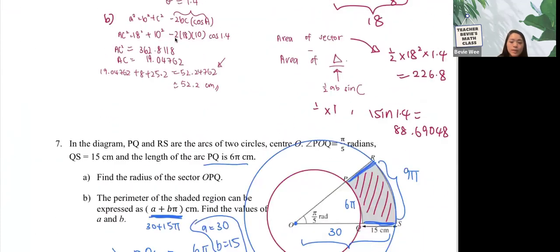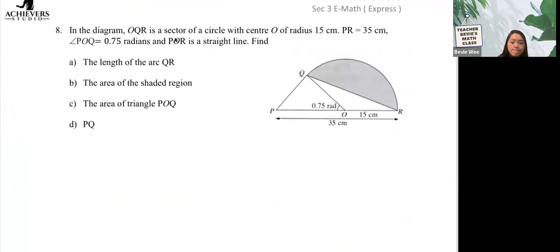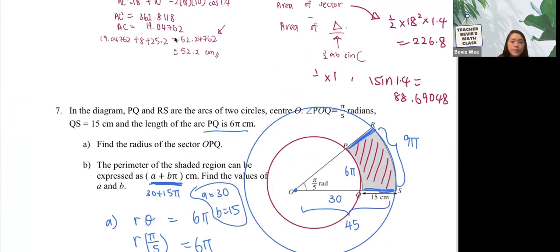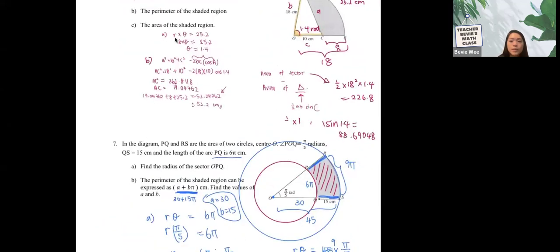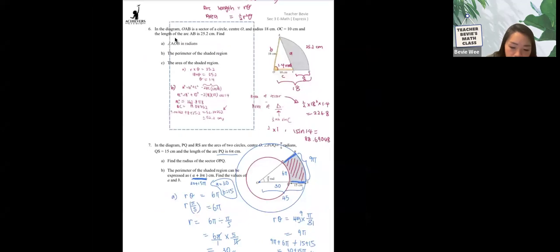Okay, question 6 we did already, is it? Denzel, can you help me check question 6 and 7? Is it we did together, or is it my another class did this? Haven't done, okay. Means another class did this.